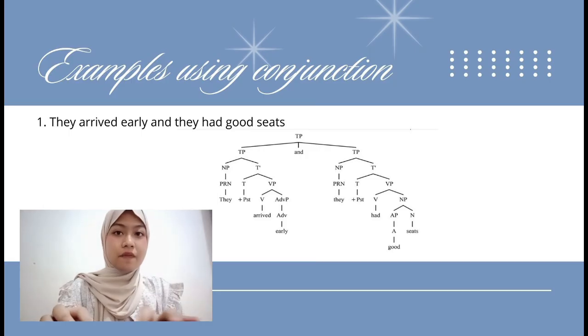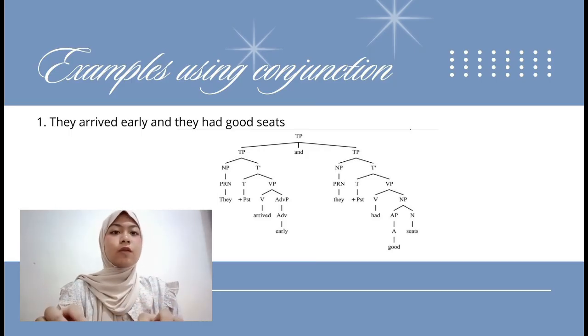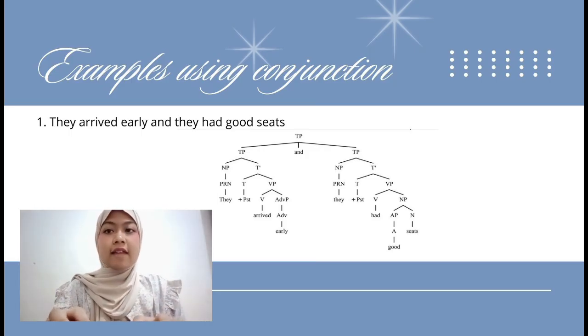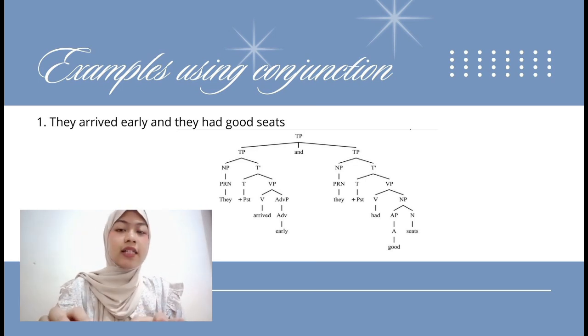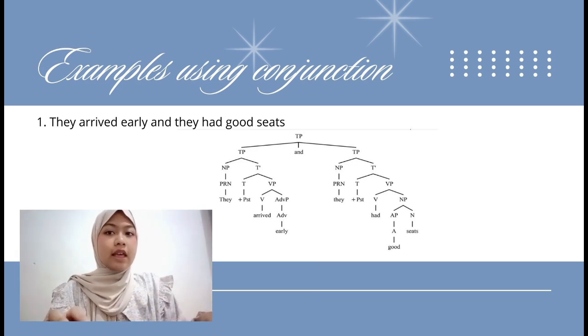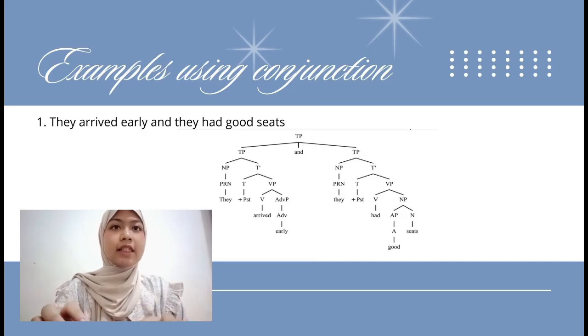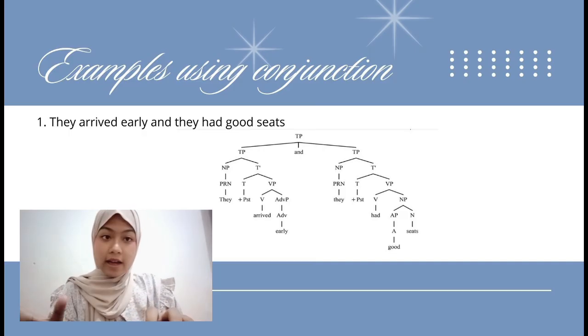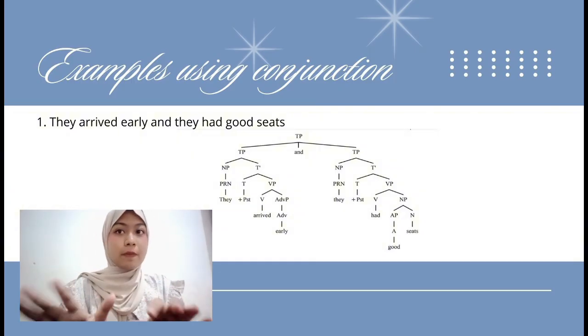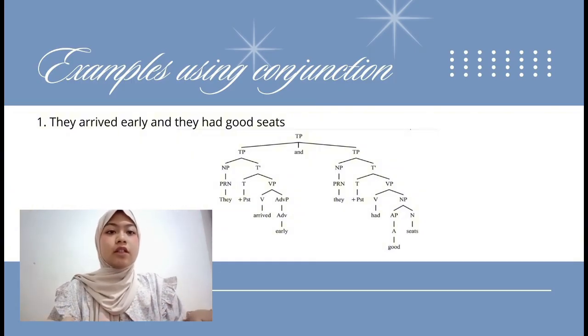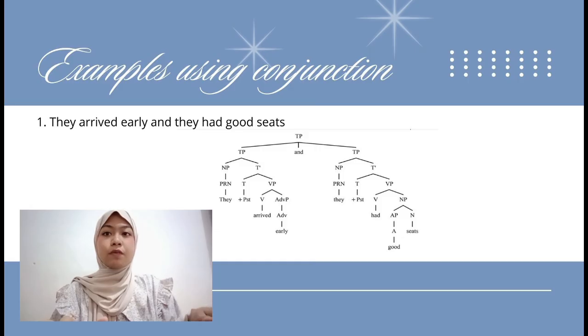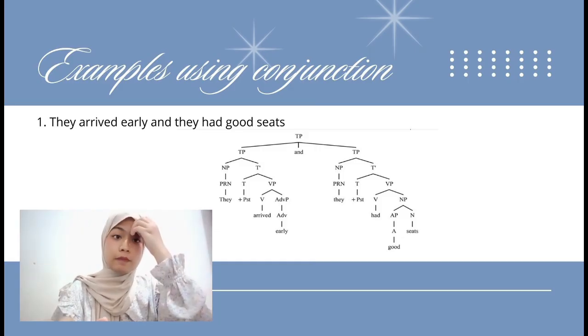"Early" is an adverb which projects into an adverb phrase. And then we have "arrived" here. This is the V. And then we have the adverb phrase from the "arrive" and the "early" from the first VP. So this is the first clause. We add the plus PST.